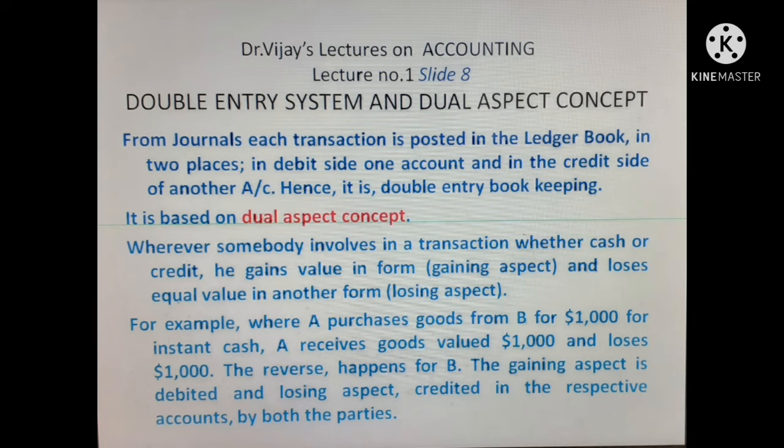So every transaction involves gaining a value and losing a value. An account book is a record of values. Unless both the gaining of value and the losing of value are recorded, your record will be incomplete.